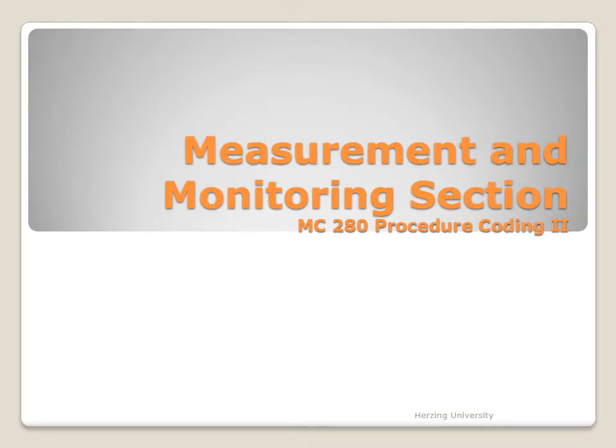Let's talk about the measuring and monitoring section of ICD-10 PCS. In this section, you are going to learn about the different character meanings. You're going to learn about the root operations of the measurement and monitoring section, the body system values, how to identify the approach, the function, and qualifiers used for the ICD-10 PCS measurement and monitoring section. And you'll learn how to code the measurement and monitoring section of ICD-10 PCS.